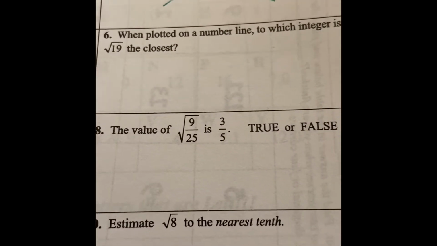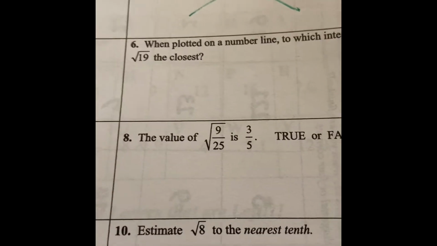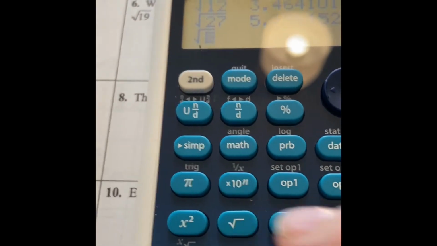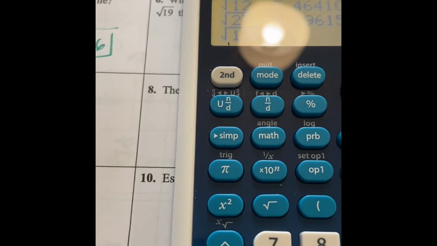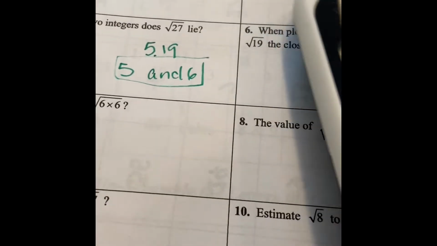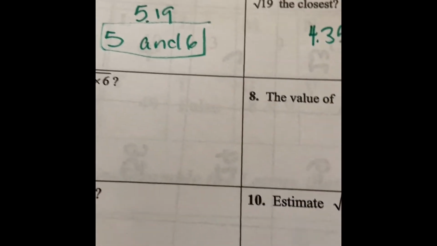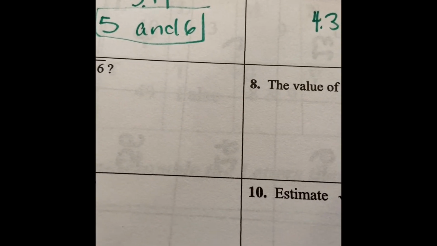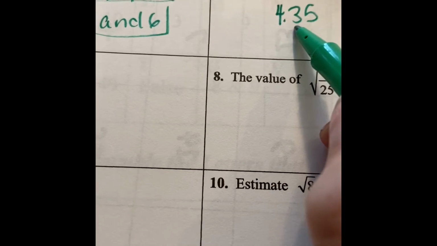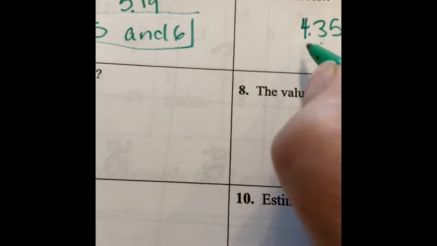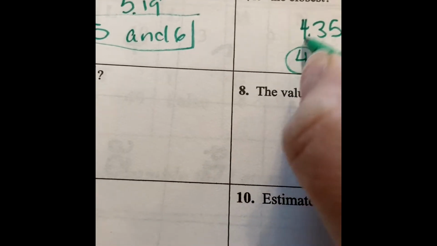When plotted on a number line, which integer is negative square root of 19 closest to? Again, lots of calculator. Hopefully you have one at home. Remember, I talked to you about taking your cell phone and turning it to the side, it would work. So that number was 4.35. So which integer is it closest to? Well, you would round down, so it's going to be closer to 4 on the number line.